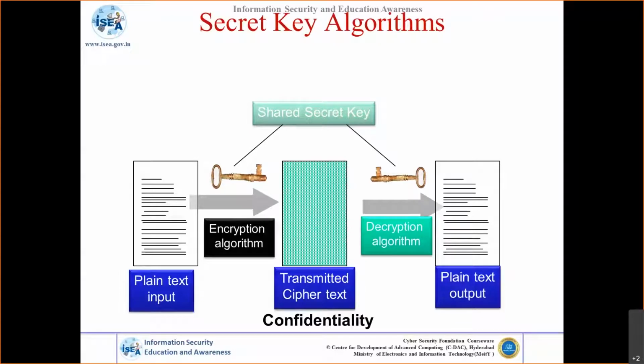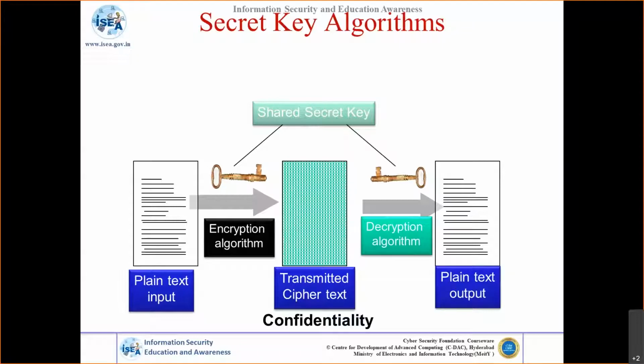Okay. Now let us see how the confidentiality service is provided, by encrypting the data between the sender and receiver using a secret key algorithm. So the first type of cryptographic algorithm is the secret key or symmetric key algorithm. Just see the words secret key or symmetric key algorithm. These two words are very important.